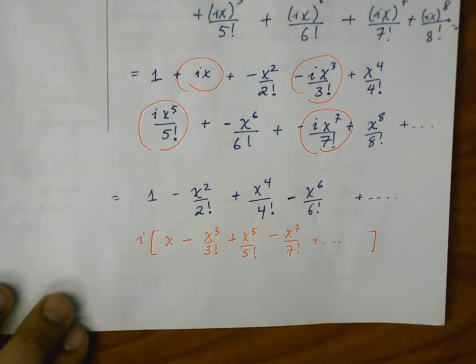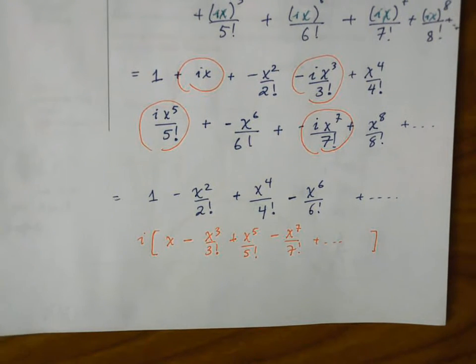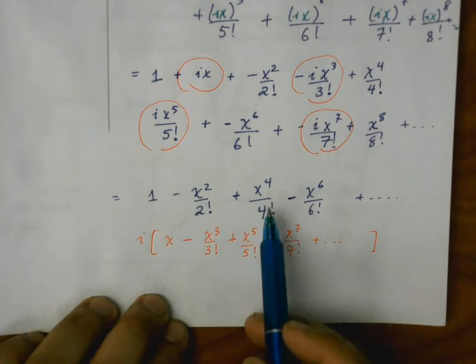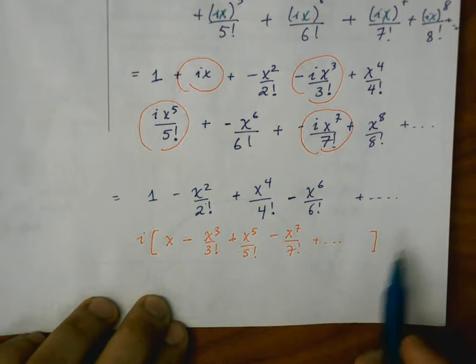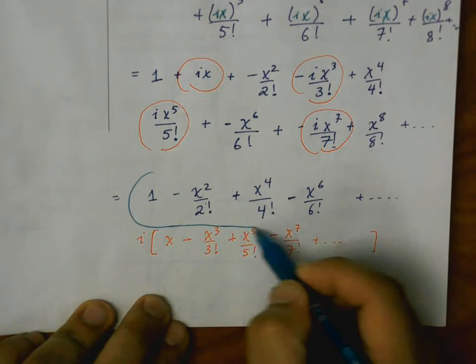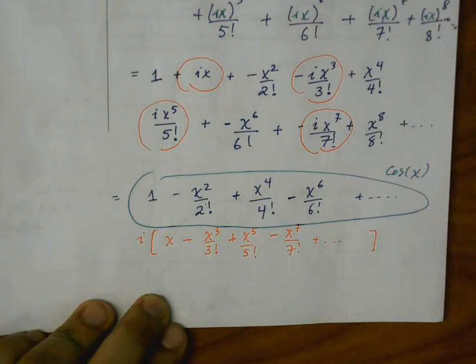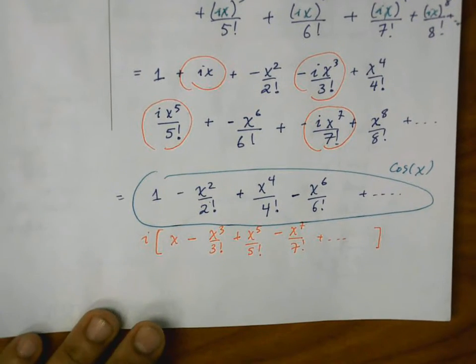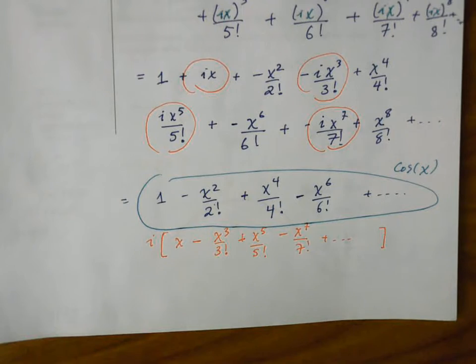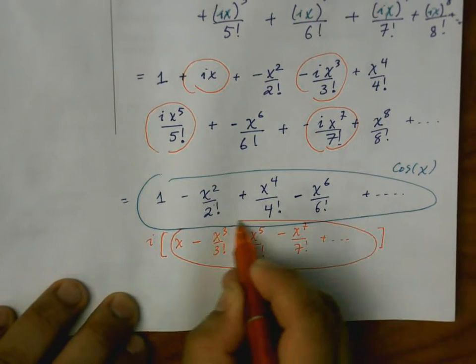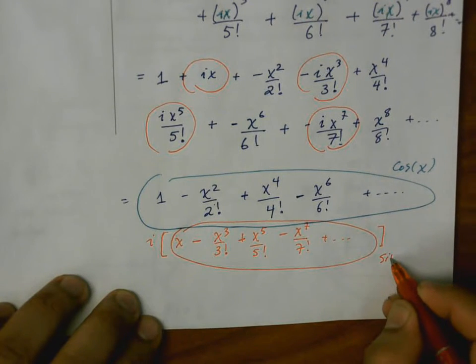But we've seen this before. We've seen 1 minus x squared over 2 factorial plus x to the 4th over 4 factorial, and so on, before. This whole mess here is the same thing as the cosine. If you've forgotten, go back and look at the notes for the cosine function, and that's what you should get. And this whole mess right here is the same thing as the sine function.